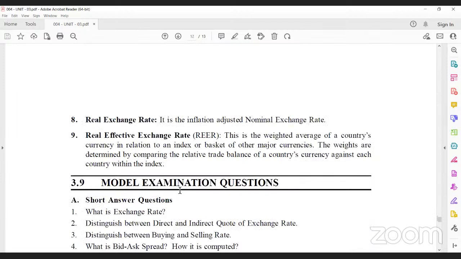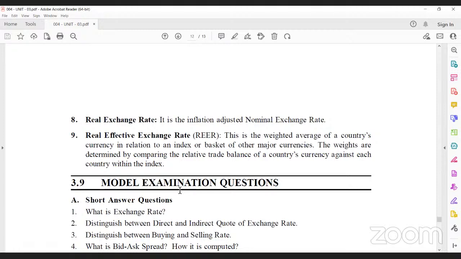Then we have real exchange rate. Now, what is real exchange rate? It is all about the fluctuations which happen in the market, that is inflation. A real exchange rate refers to the exchange rate which is adjusted for inflation against the nominal exchange rate. Real effective exchange rate, abbreviated as REER.